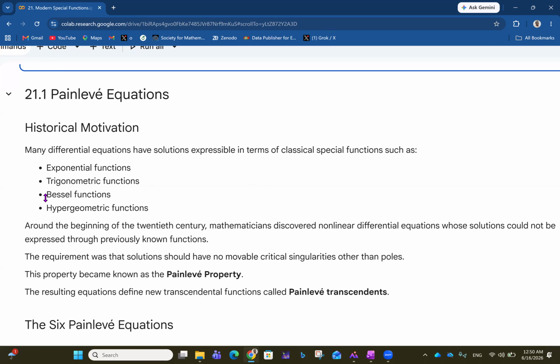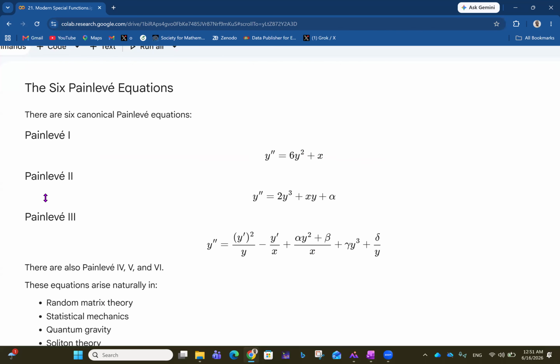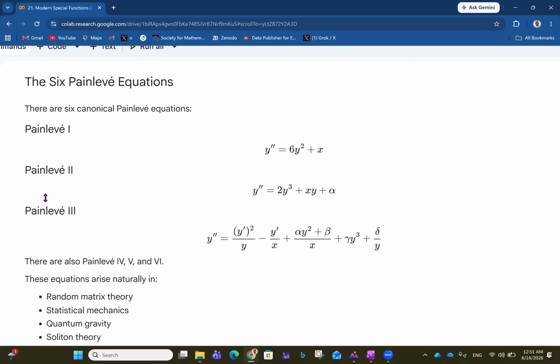So the requirement was that solutions should have no movable critical singularities other than poles. This property became known as the Painleve property. So the resulting equations define new transcendental functions called the Painleve transcendents. So let's look at the six Painleve equations.